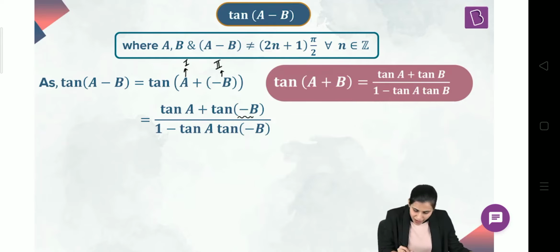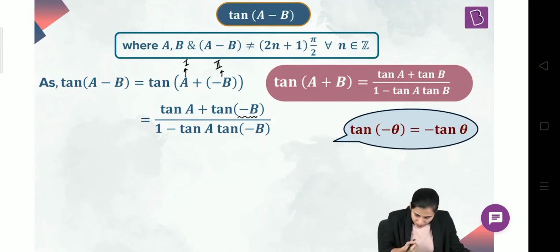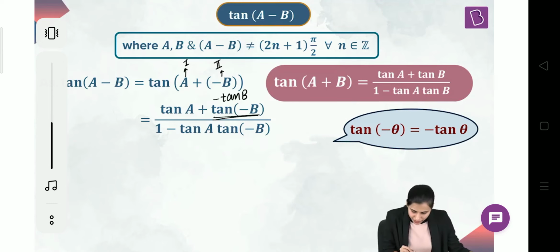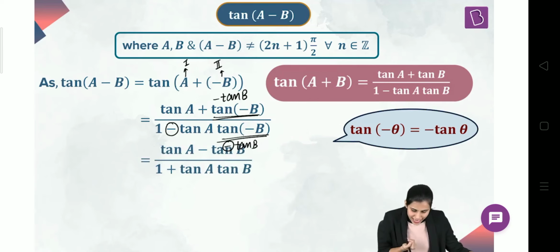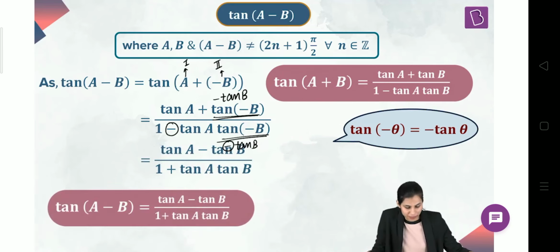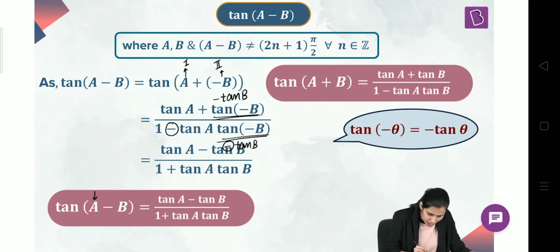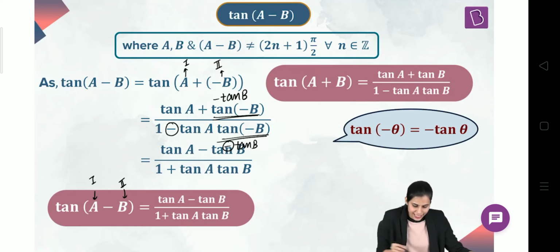Right? Now tan of minus theta is minus tan theta. That means this part eventually boils down to minus tan B. Similarly, this also becomes minus tan B. This part. Okay, so this minus and this minus becomes plus. Eventually this expression boils down to tan A minus tan B upon 1 plus tan A tan B. That means tan ratio of the compound angle A minus B is obtained. How are you going to remember this? Again, same strategy. Tan of first minus second is tan of first minus tan of second upon 1 plus tan of first into tan of second.